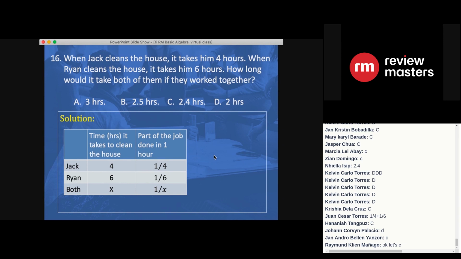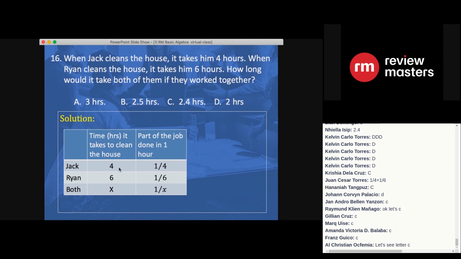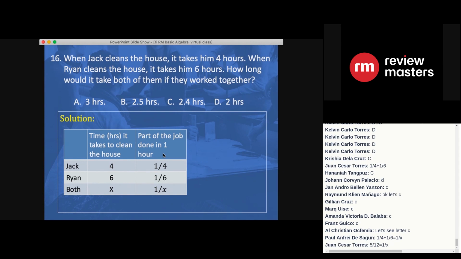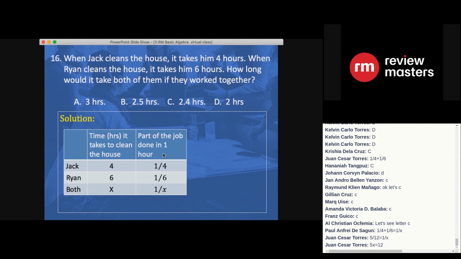Okay. So, this is how it works. For a work problem, put it in a table. So you have there Jack, Ryan, and both. So take the time, look at the hours spent to clean the house for each. So Jack takes 4 hours to clean. What is the part of the job done in 1 hour? In a work problem, you always look at the part of the job done in 1 hour so we can combine them.